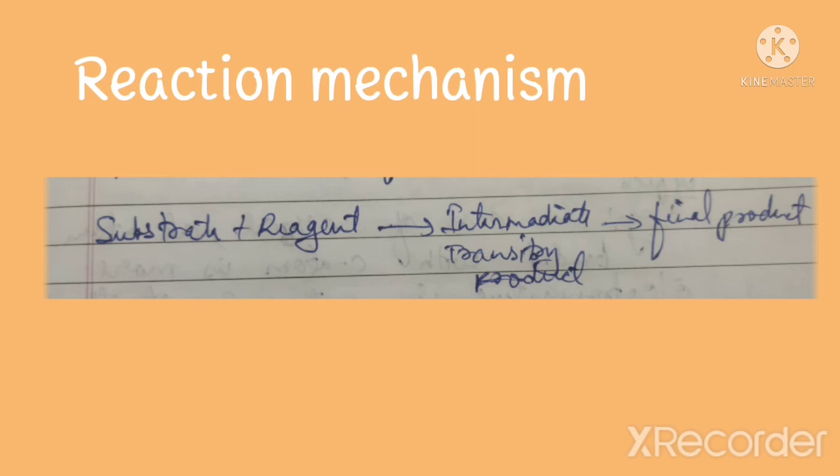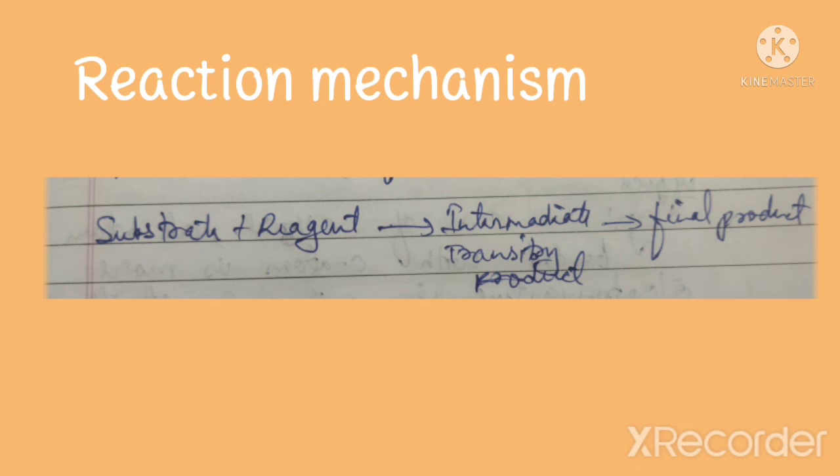What do we understand by intermediate transitory product? It is the middle part of the reaction. Before producing the final product, the reactant is converted into an intermediate transitory product. That is the middle part of the reaction. For any reaction to occur, reagents attack the substrate molecule.